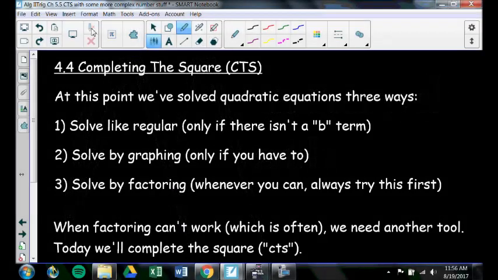Okay, we solve quadratics three different ways. One way is we solve like regular, and by regular I mean there's just one x. We subtract the 12 from both sides, square root, we get x equals plus or minus root 3. The next way was by graphing.